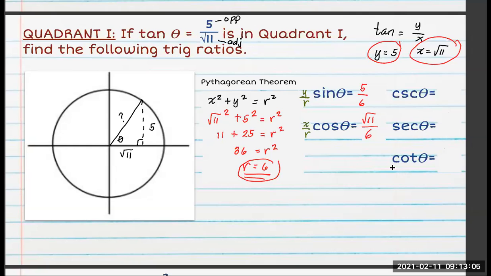Now cotangent theta is the reciprocal of tangent. Your tangent theta is 5 over square root of 11, right? So the reciprocal of 5 over square root of 11 is square root of 11 over 5. Secant is the reciprocal of cosine. Now, good news. I will not ask you to rationalize the denominator. Okay? So this would be equal to 6 over square root of 11. We can just keep it that way. And cosecant would be 6 over 5.